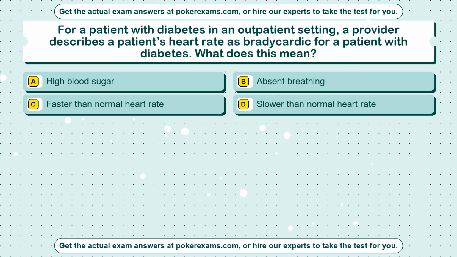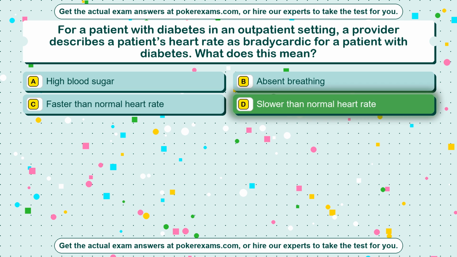Question 47. For a patient with diabetes in an outpatient setting, a provider describes a patient's heart rate as bradycardic. What does this mean? Option A, high blood sugar. Option B, absent breathing. Option C, faster than normal heart rate. Option D, slower than normal heart rate.